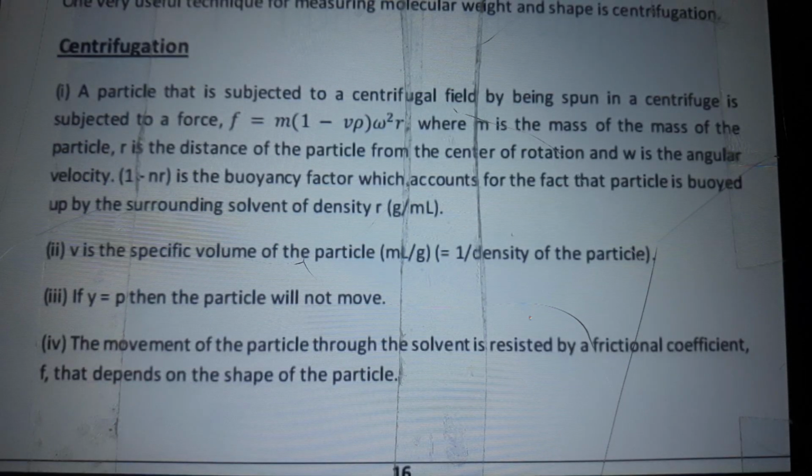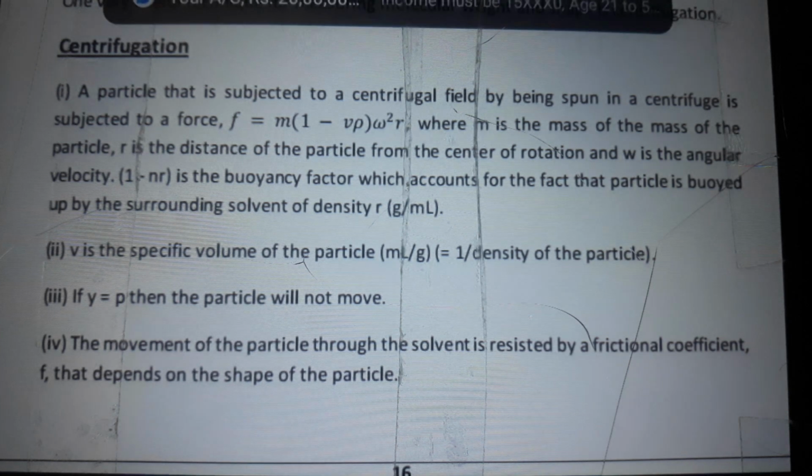In centrifugation, a particle that is subjected to a centrifugal field by being spun in a centrifuge experiences a force F = M(1 - vρ)ω²r, where M is the mass of the particle, r is the distance of the particle from the center of rotation, and ω is the angular velocity. (1 - vρ) is the buoyancy factor, which accounts for the fact that the particle is buoyed up by the surrounding solvent of density ρ grams per milliliter.